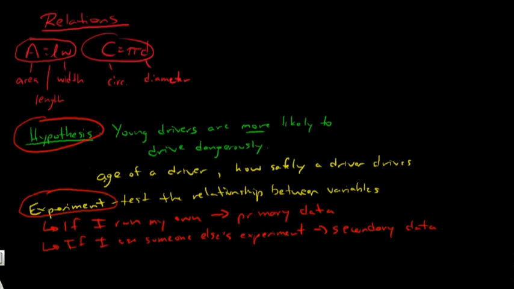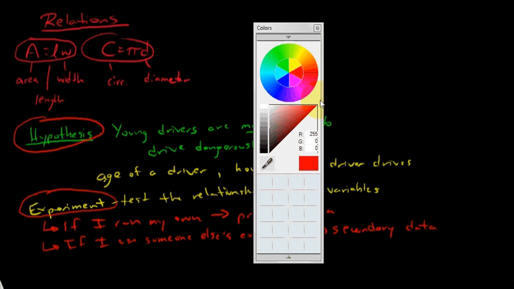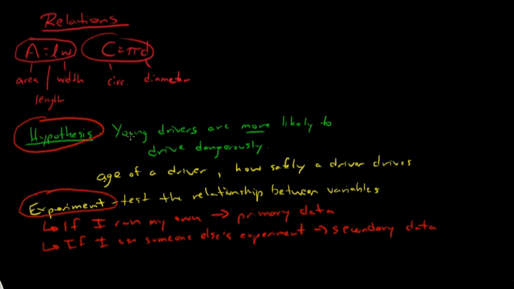So young drivers are more likely to drive dangerously. Well, the opposite of that hypothesis would be that they are not more likely to drive dangerously. And I have to be willing to accept that if I do an experiment, that might be what happens, that my hypothesis could be totally wrong. In fact, the hypothesis could be correct. And that's it for now.